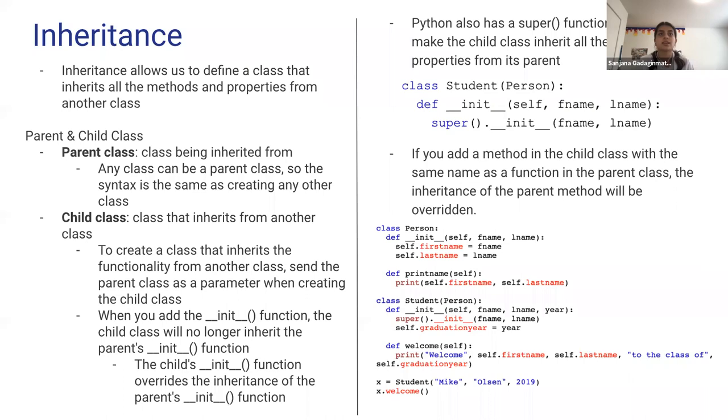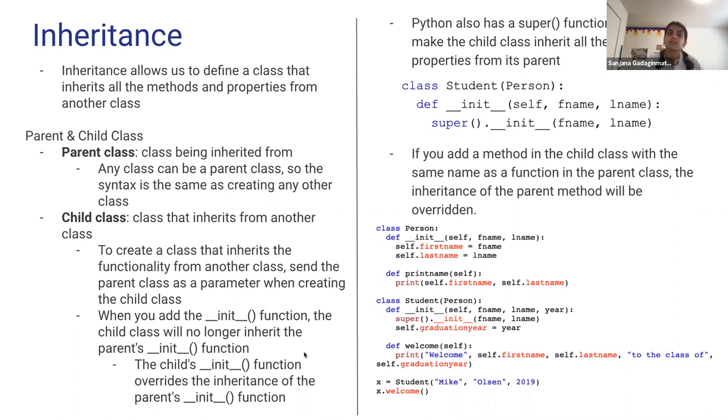And so to create that class, you have to send the parent class as a parameter when you create the child class. An example is here: we have class person, which right now is our parent class, and we have student, which is our child class. So in order to inherit from the parent class, you'd have to put person in the parentheses.